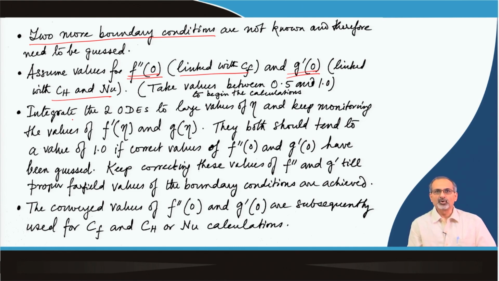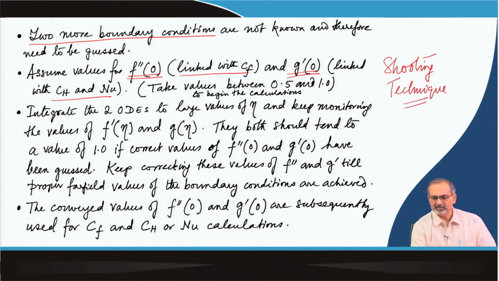Now, since you do not know them, you have to basically guess, and you guess by shooting at the target that you need to fulfill at the edge of the boundary layer, and thereby the name shooting technique. Based on the values that you guess, you can take some value between 0.5 to 1, for example, for both of those derivatives to begin with and iteratively rectify them.